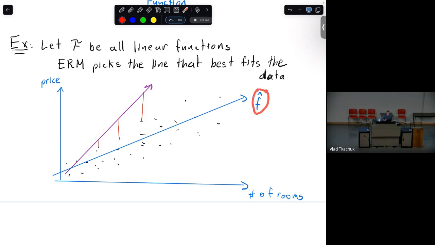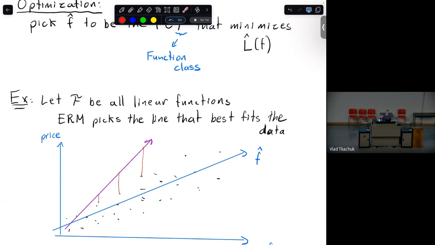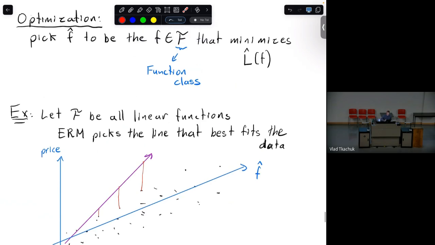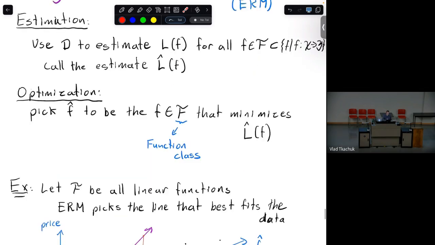So this is the output of our learner. If the learner is doing well, which it will for the simple cases we have, it's going to output the f in this function class, which is lines in this case, that minimizes the estimate of the expected loss. We're going to talk about it. Is this thing close to the true loss? We really care about the true loss. Is this thing a good estimate of it? If it's a bad estimate, then sure, we minimized over this estimate of it, but if it's the wrong thing, then that's not good.